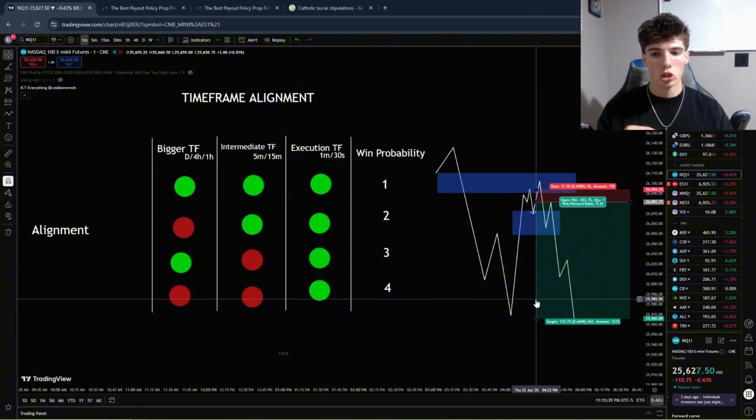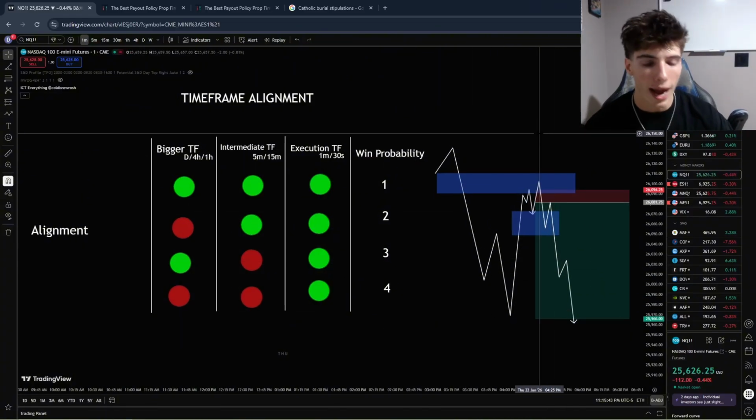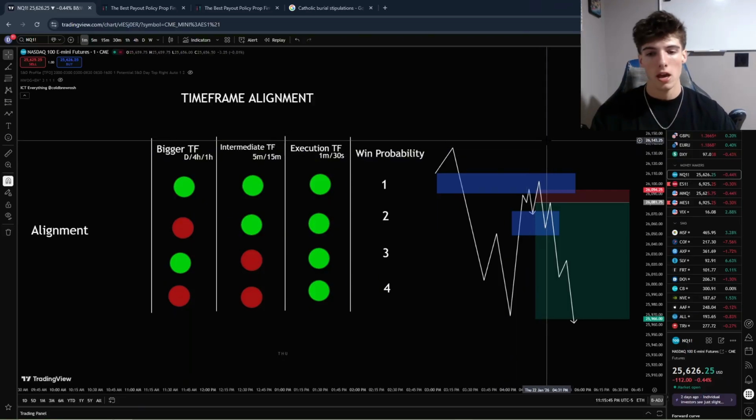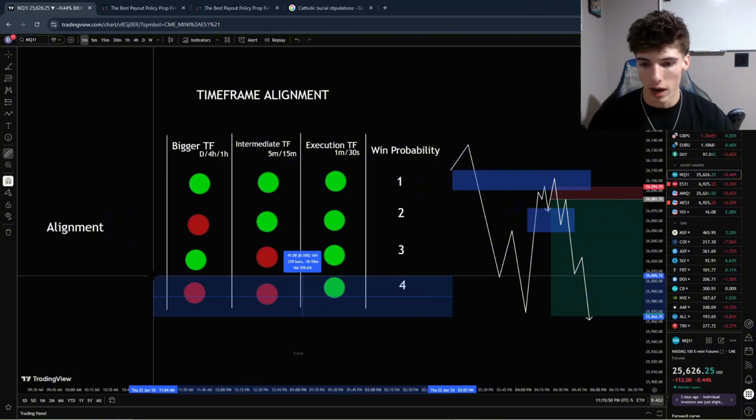So we need to make sure that our intermediate time frames are aligned, or else we get stuff like this. And this is how I take a lot of my losses, right? Finally, the lowest probability thing, and this is a trade that I will never ever be taking, right?